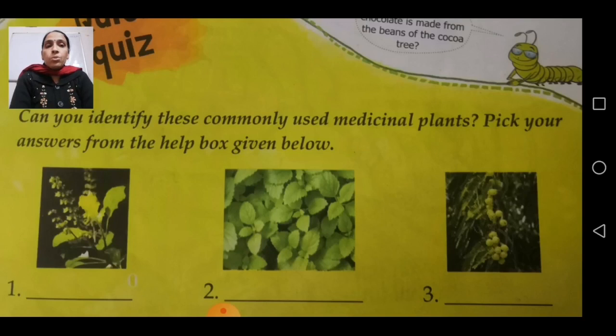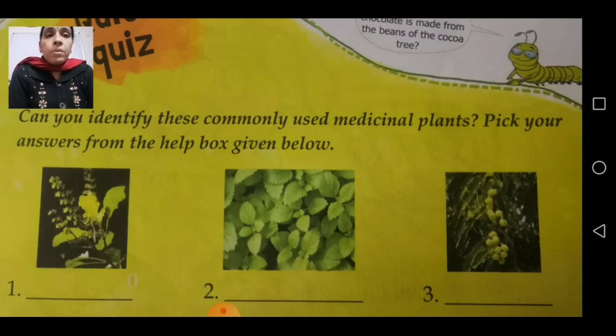Pick your answer from the help box. Tulsi, again important. Number 2 is pudina. Pudina is again very important for diseases related to your digestion. If the digestion is proper, then you don't require pudina. But many times in summers we have this kind of issue, and a few persons have that kind of problem.